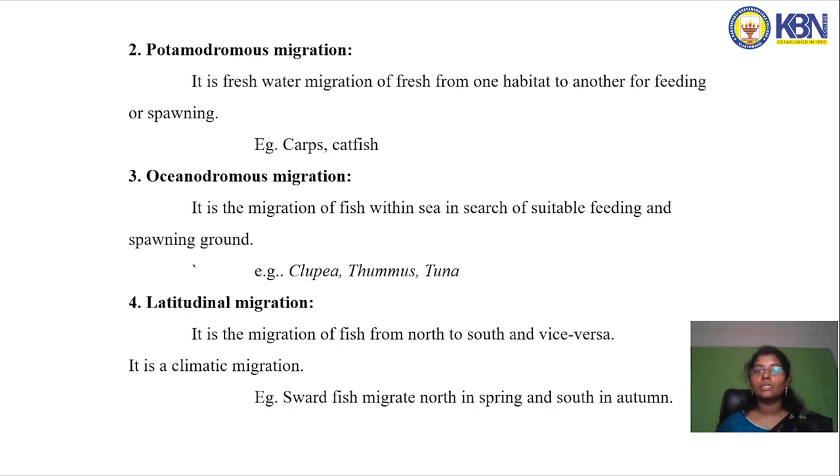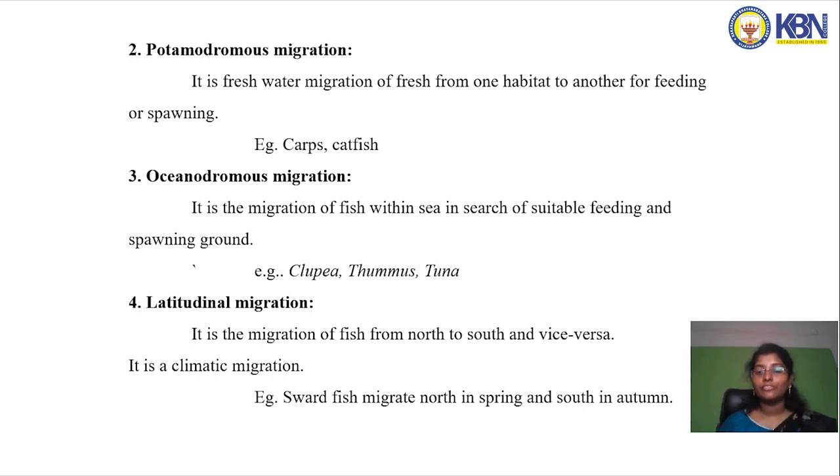Next, potamodromous migration. It is the freshwater migration of fish from one habitat to another for feeding or spawning. Example, carps and catfishes. Next, oceanodromous migration. It is the migration of fish within the sea, in search of suitable feeding and spawning ground. Example, crappie, tuna. Next, latitudinal.